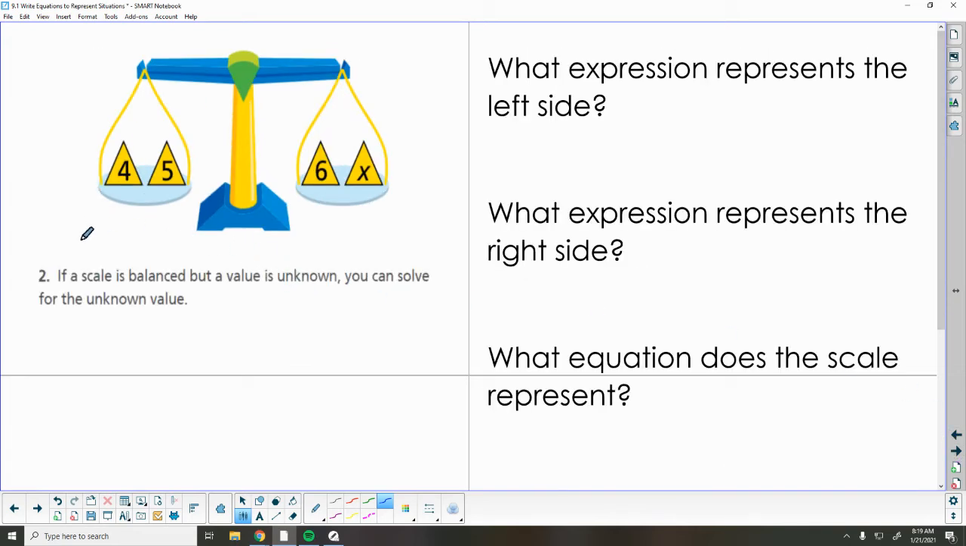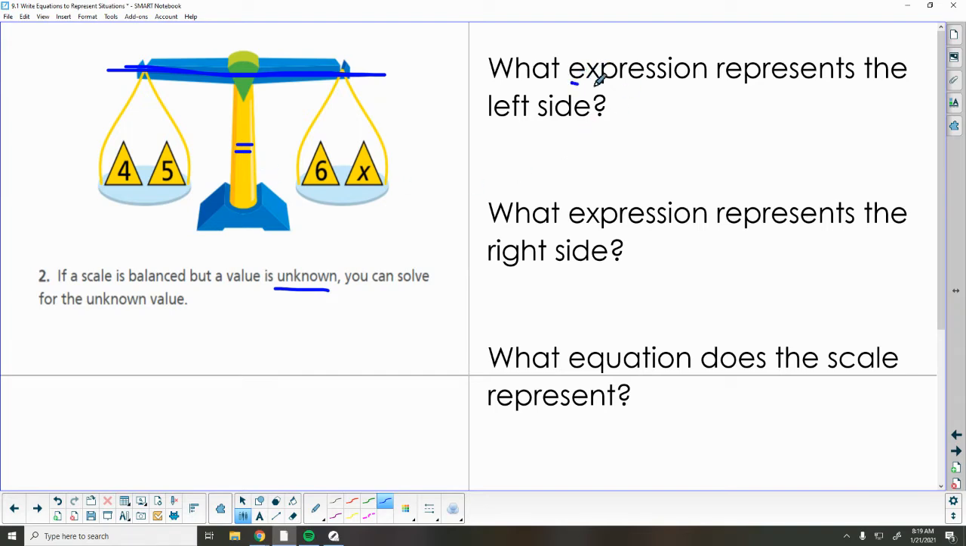So task 2 tells us we have this scale here. So we can see we have a unit of 4 and a unit of 5 more. Over here we have 6 and then we have another value, but we do not know this. So they just replaced it with a variable. But we can still figure out what that is without being told. So we can see that this is level, so we know these equal each other.